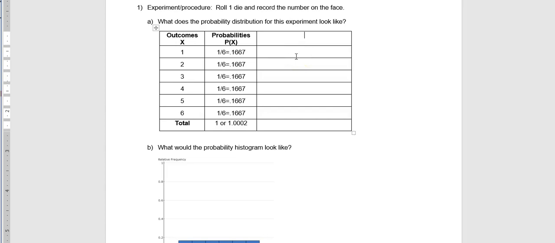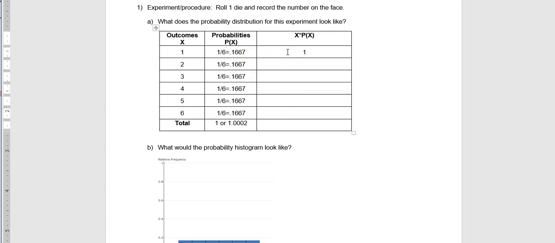The way we would normally do this for a probability distribution is that we would take each of our numerical outcomes, multiply it by its corresponding probability, and we would make another column in the table for those results. If we add up those results, the total for that column would be our mean.